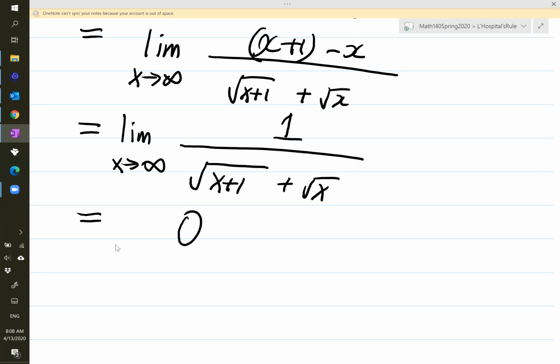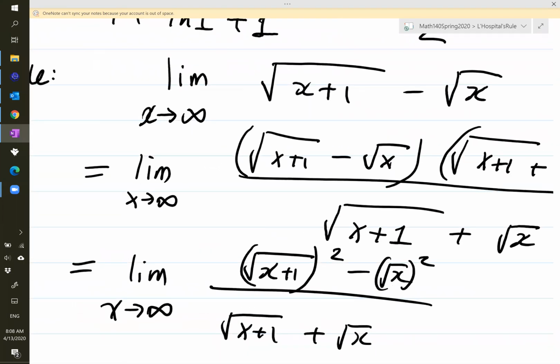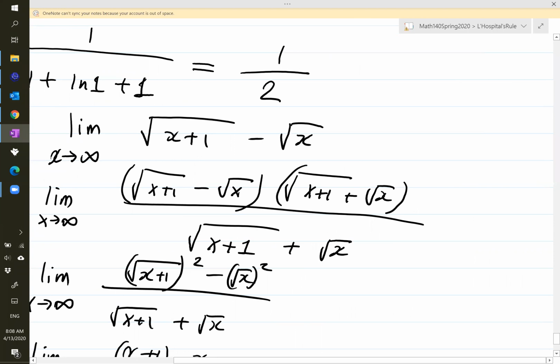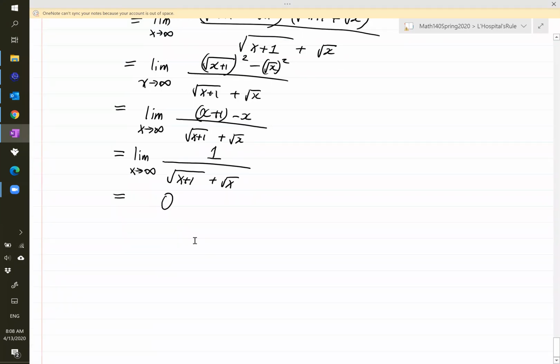So this example tells us that the square roots of two adjacent numbers, x plus 1 and x, as x becomes absolutely large, the gap between their square roots approaches 0. Now let's do this example. Indeterminate difference.